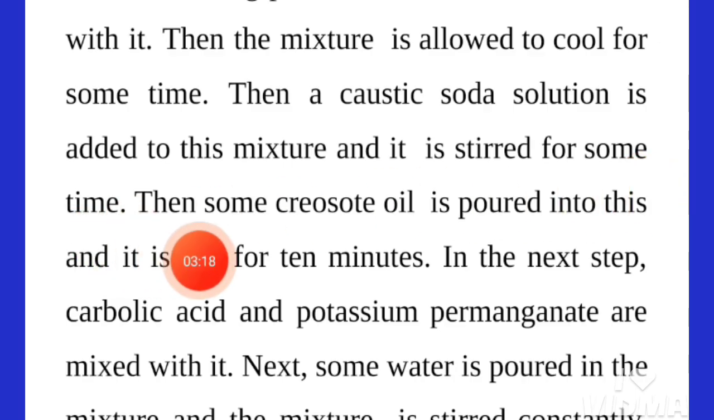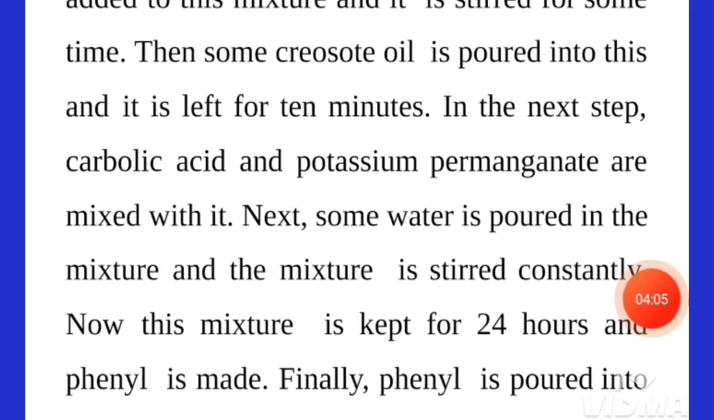Then some creosote oil is poured into this and it is left for 10 minutes. Creosote oil is a type of oil and it is given in the mixture and it is left for 10 minutes. In the next step, carbolic acid and potassium permanganate are mixed with it. These are the two substances and in the next step these two substances are added.